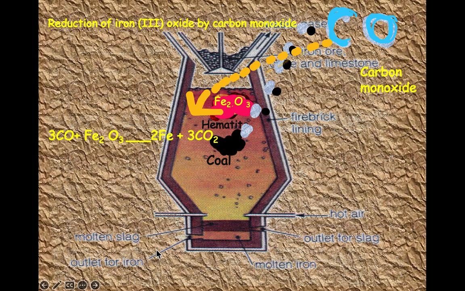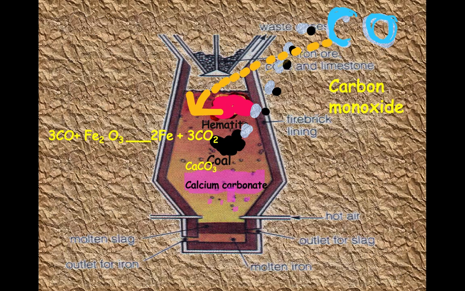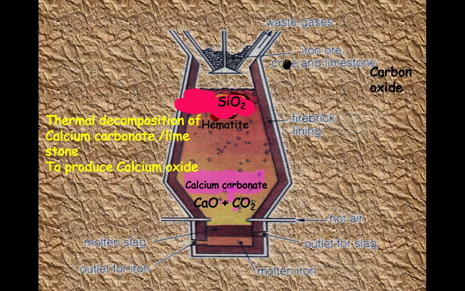Now we gain the iron as a molten, but still we have some impurities with the hematite, which is silicon dioxide, and it is an acidic oxide. So in the same charge we add calcium carbonate, the limestone. By the heat inside the furnace, calcium carbonate undergoes thermal decomposition into calcium oxide plus carbon dioxide. Here the calcium oxide is a basic oxide, easily reacting with the silicon dioxide in the hematite, which is an acidic oxide, to form a slag, which is calcium silicate.